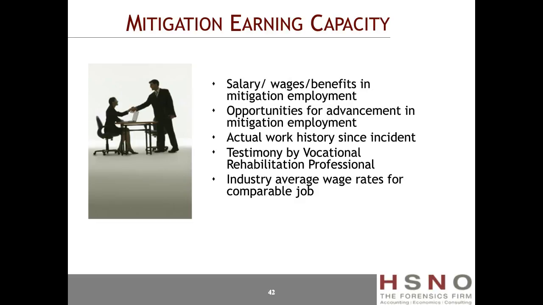Okay, mitigation earning capacity. That's going to be salary, wages, or benefits in mitigation employment, opportunities for advancement in mitigation employment, their actual work history since the incident, and testimony perhaps, if they haven't yet obtained reemployment, by a vocational rehabilitation professional about what their prospects are. Or, if they're expected to be reemployed in the same industry, you can look at, for instance, in California, the Employment Development Department, which does very precise studies of hundreds of jobs and projects forward the availability of jobs and the growth of jobs over the next 10 years and so forth that you can rely upon.